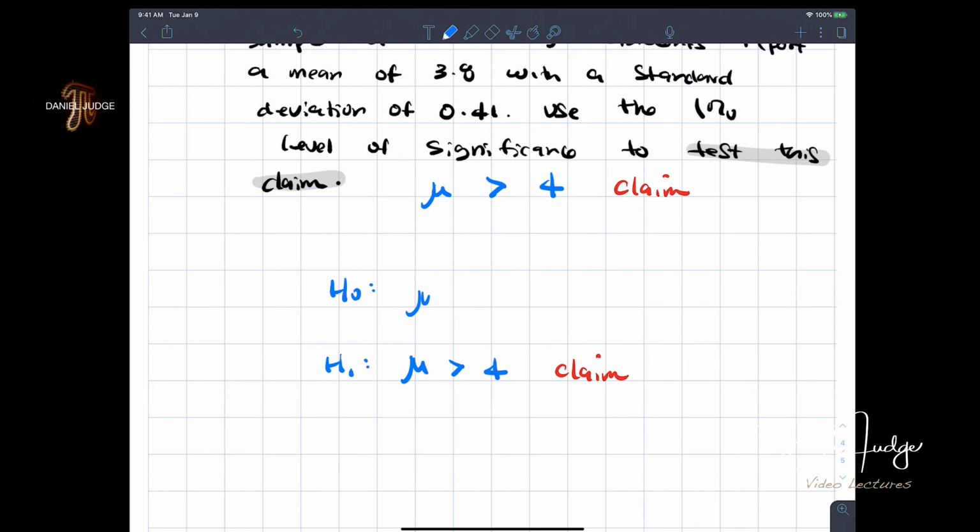The null hypothesis is going to be the opposite of greater than, which is less than or equal. Don't think it's just less than. The opposite of greater than is not only less than, it also is less than or equal to. It could be equal. So these are logical opposites.